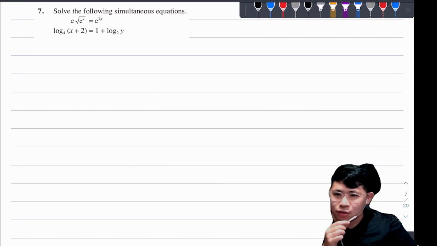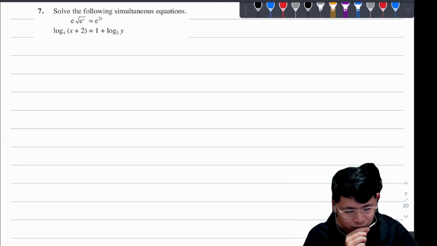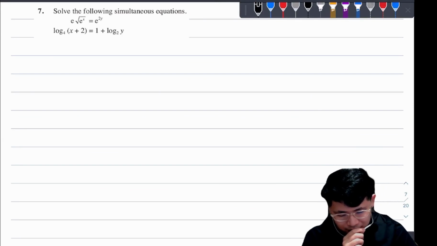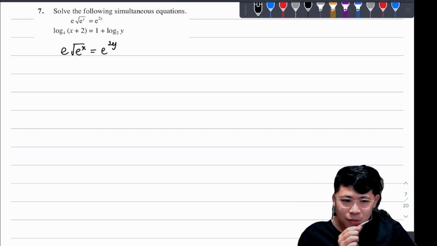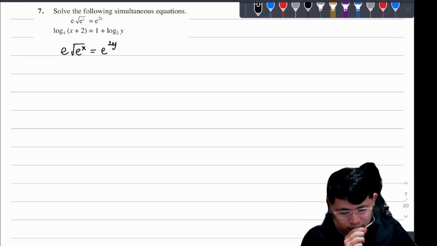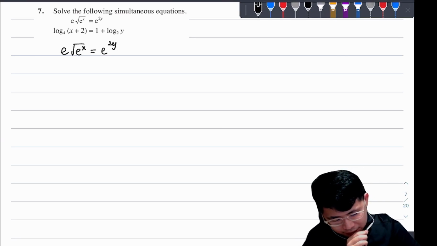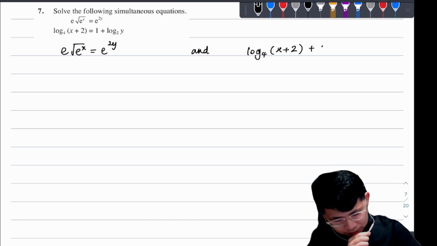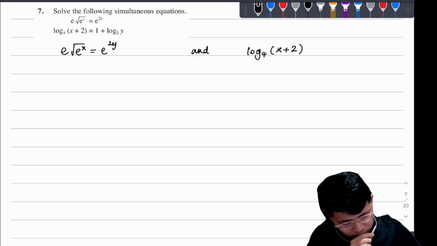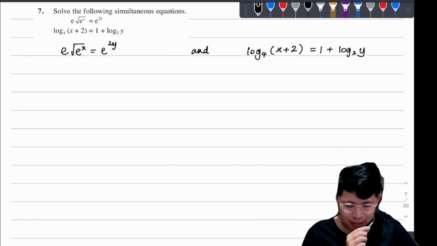Question 7 tells us to solve the following simultaneous equations. So we have two equations. We start off with e to the power of the square root of e to the power of x, equals e to the power of 2y. So e is a special number, right, to denote the natural growth of an object. And then the second simultaneous equation would be log base 4 of x plus 2, equals to 1 plus log base 2 of y.